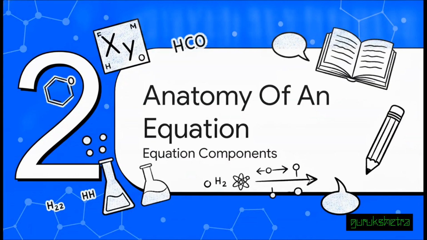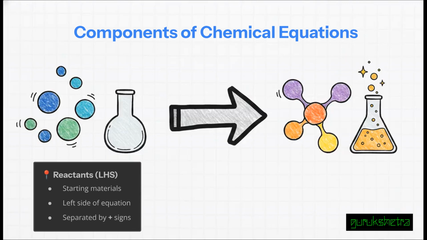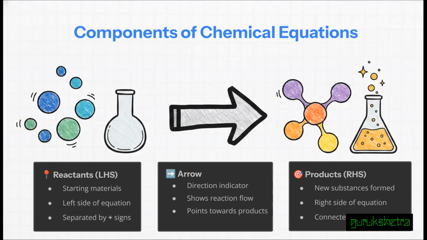Moving right along to Section 2, Anatomy of an Equation. Just like an English sentence, chemical equations have a very strict logical structure, and it's built on three core components. First up are starting materials, which we call reactants. These guys always sit on the left-hand side, or LHS, and if there's more than one, we just separate them with a plus sign. Then, right in the middle, we have the arrow. Now, this isn't just a random dash. It's a yield arrow acting as a direction indicator. It shows the actual flow of the reaction, pointing from what we started with straight toward what we're making. And finally, sitting at the point of the arrow on the right-hand side, or RHS, are our products. These are the brand new substances formed by our reaction.